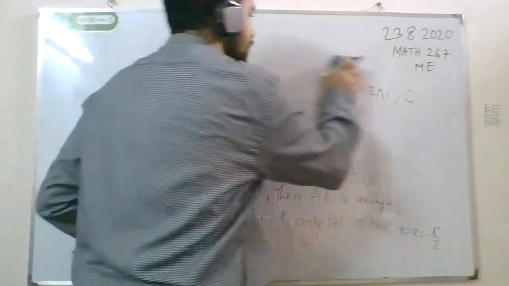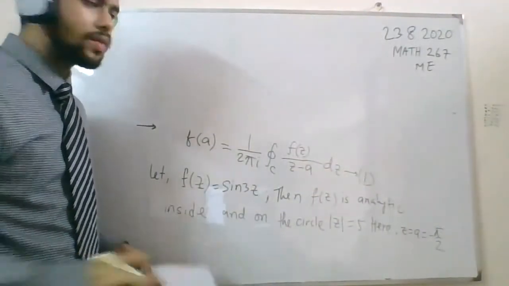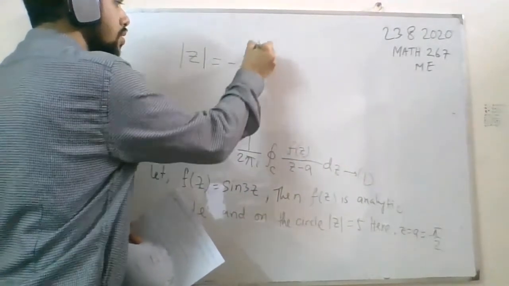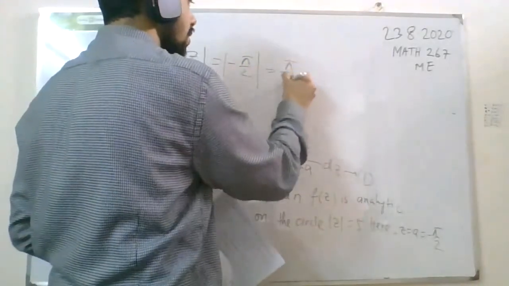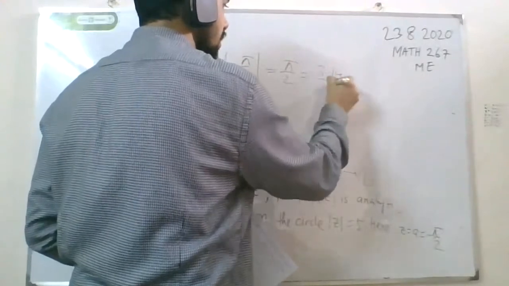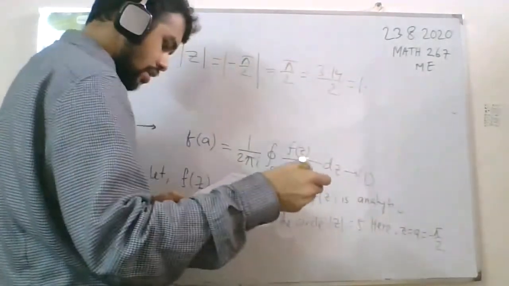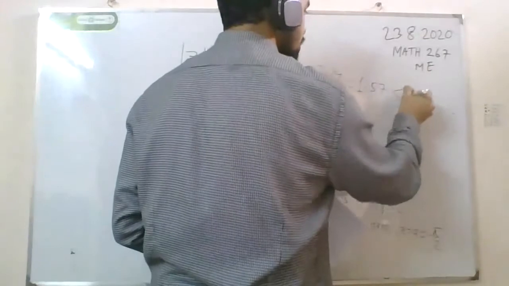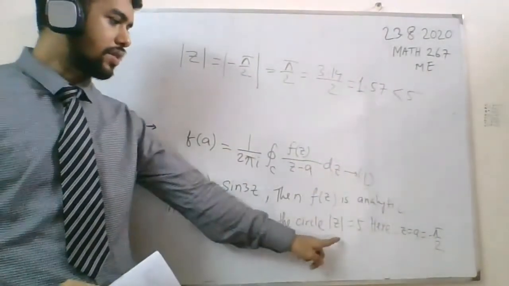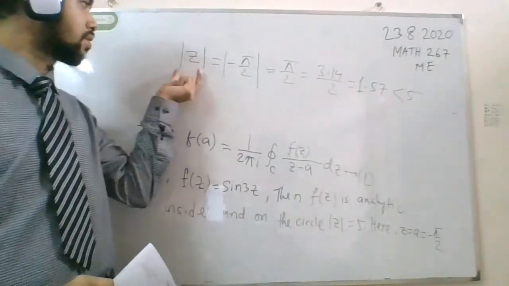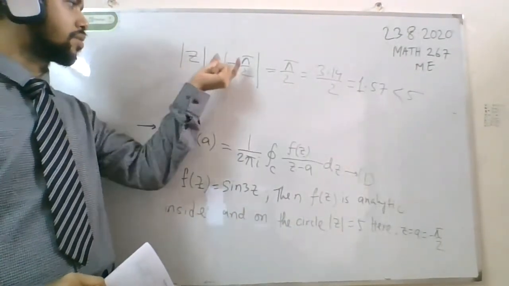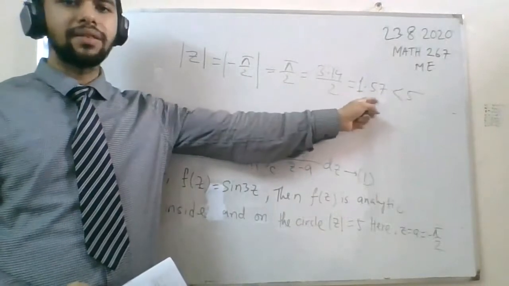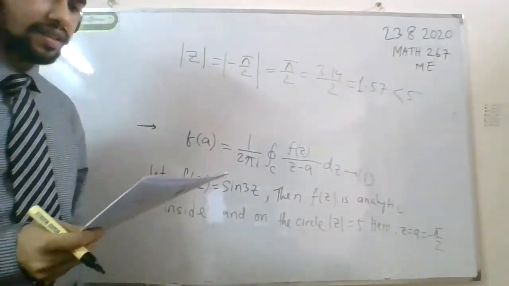If we take the modulus, it will be minus pi by 2 plus pi by 2, that is 3.14 by 2, which is 1.57, which is less than 5. Given the circle |z| = 5, the modulus of z = minus pi by 2 is pi by 2, which means 1.57 is less than 5. So this point is inside the circle.